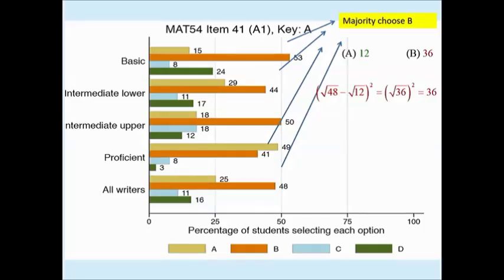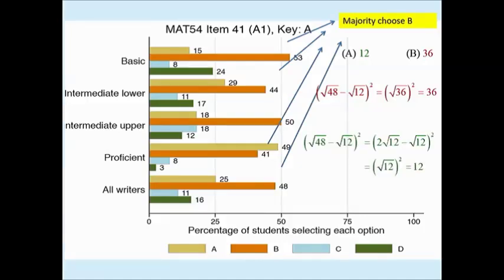So what they're saying is that the square root of 48 minus the square root of 12 is equal to the square root of 48 minus 12. Which is an oversimplification, and it's not true. So that is where they're arriving at their incorrect B response, whereas this is how it should have been done.